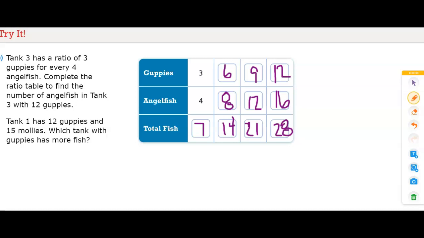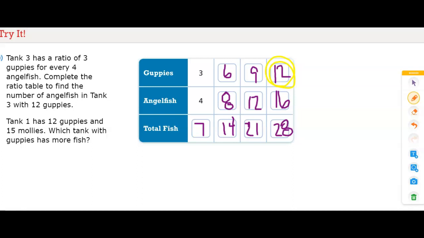Angelfish. So we have 12 guppies right here. And we have 16 angelfish. So which tank with guppies, I'm sorry, has more fish? So we have the 12 guppies here, and the amount of fish in that tank is 28 for tank 3.